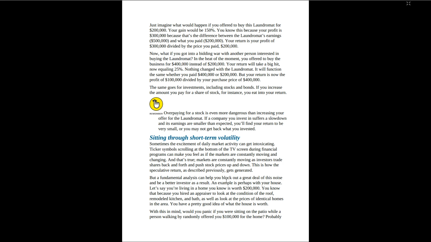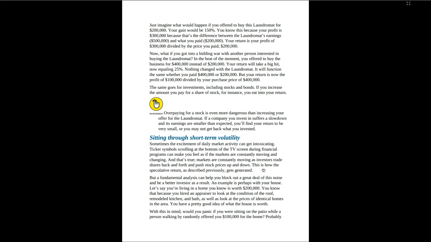And that's true. Markets are constantly moving as investors trade shares back and forth and push stock prices up and down. This is how the speculative return, as described previously, gets generated. But fundamental analysis can help you block out a great deal of this noise and be a better investor as a result. An example is perhaps your house.